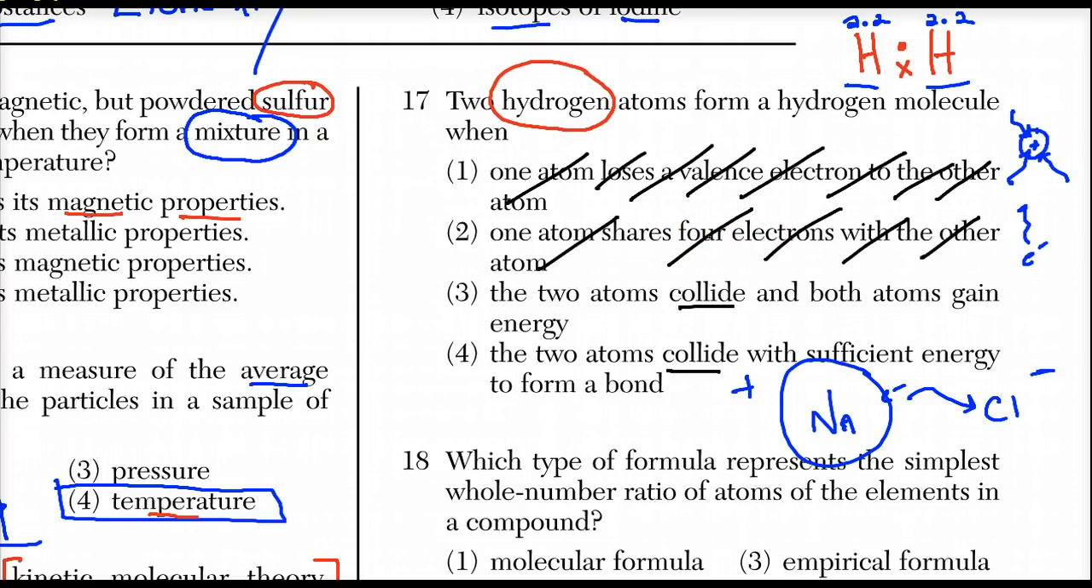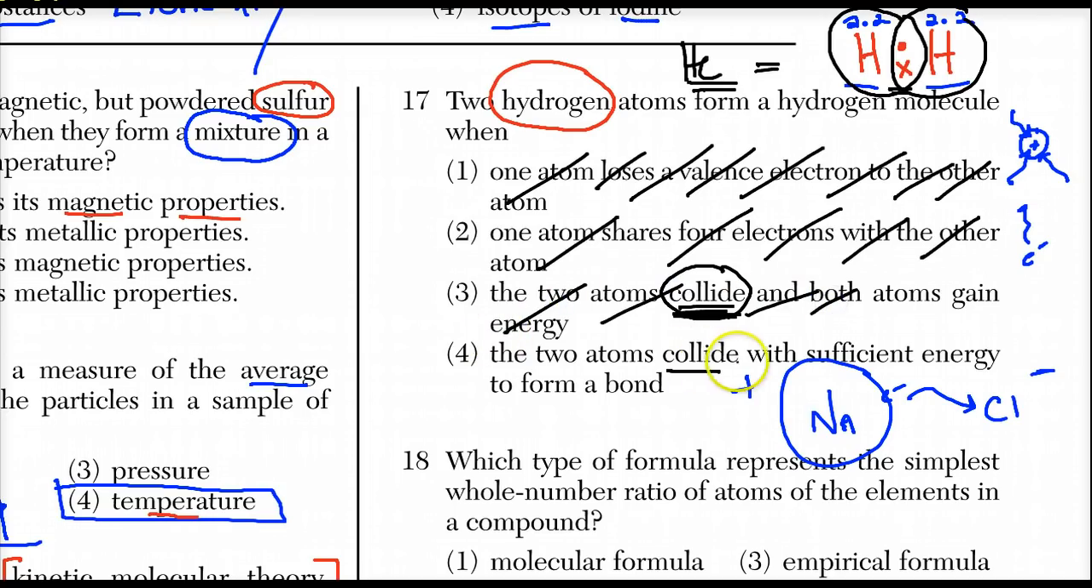The two atoms collide and both atoms gain energy. Well, the two atoms are going to collide, that's for sure. You have to have collisions for reactions, but they're actually going to lose energy when they form a bond. Bonding is a stable state. Both of these hydrogens feel like, by sharing, they're as stable as helium, a noble gas. So to go from unbonded to bonded, to achieve a low energy configuration, they have to lose energy. Every time you form a bond, energy is lost. So that's why 3 doesn't make any sense. And the two atoms collide with sufficient energy to form a bond. Now, why sufficient energy?